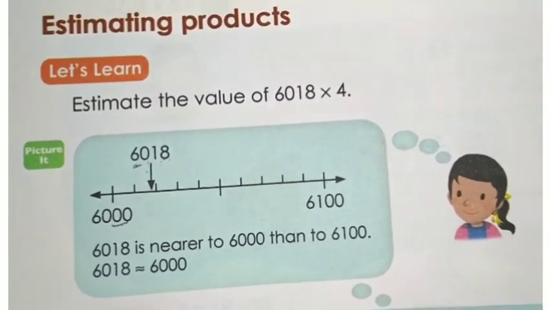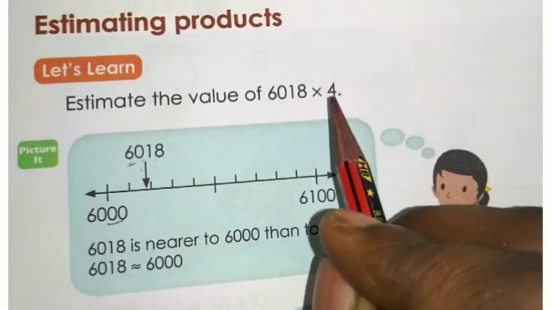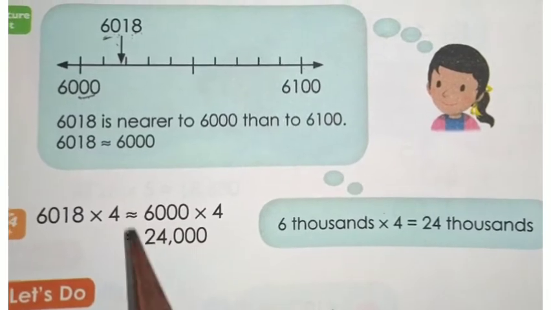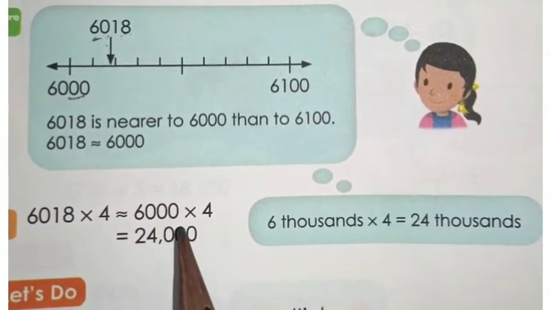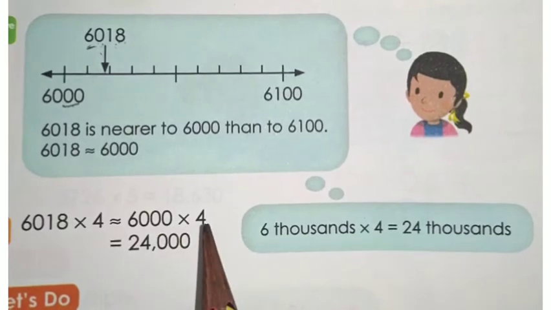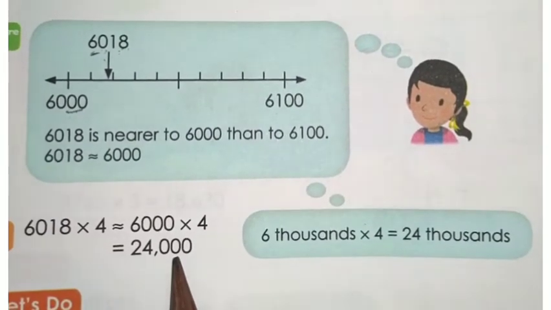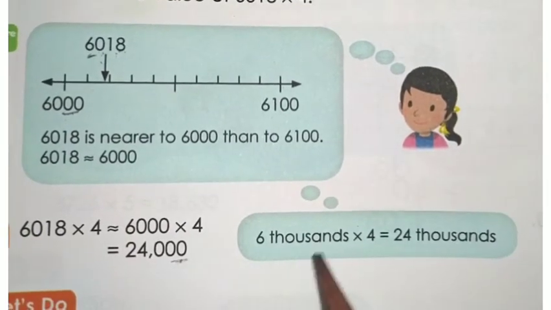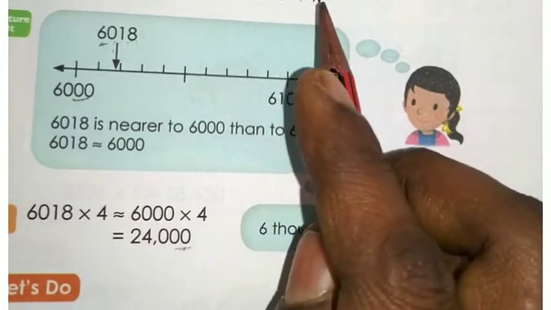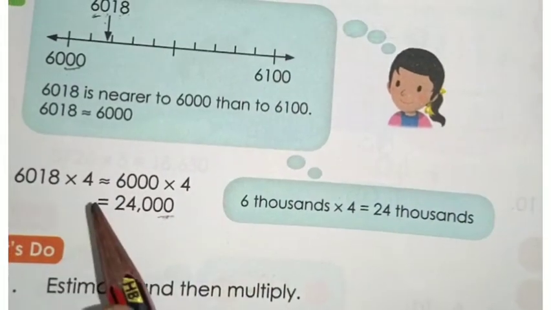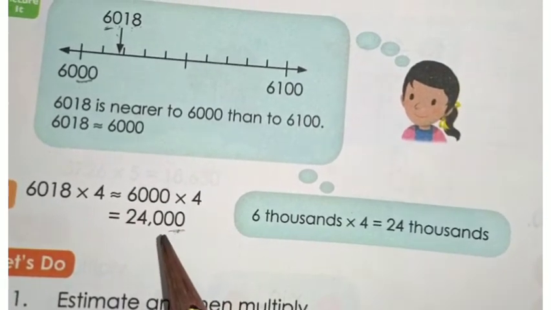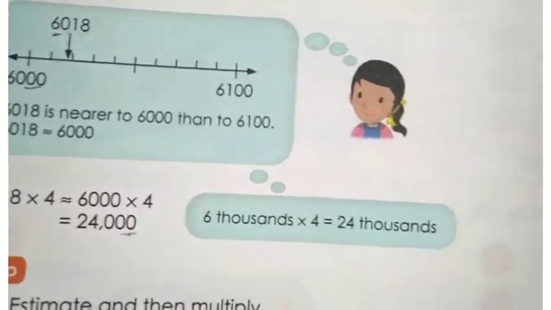Okay. Now you have to multiply 6000 into 4. 6000 into 4, what will we get? 24,000. After calculating the estimated round off value and multiplying the estimated value with the given number, we get the answer as 24,000. Now you have to do normal multiplication, which means 6018 into 4. What will we get? Is it nearer to 24,000? Yes, it is nearest to 24,000. If you do it separately, you will find the answer.